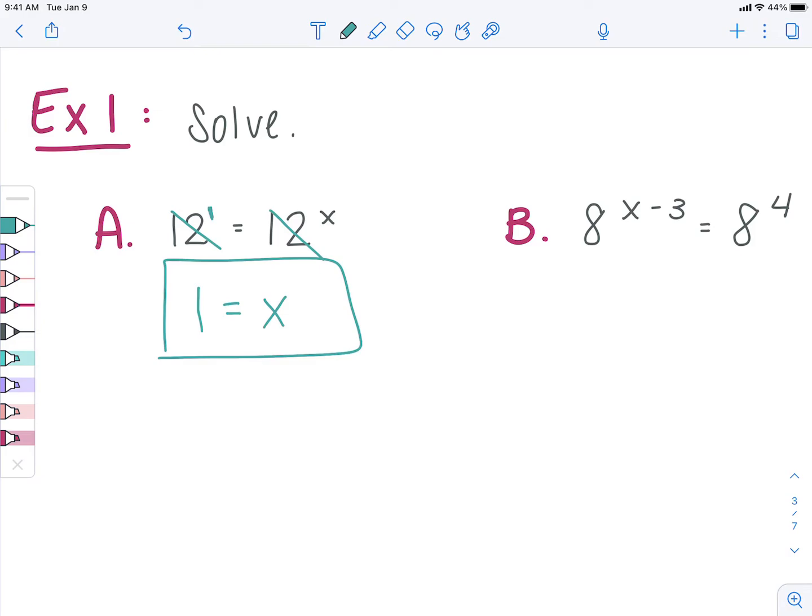So if we look at the second one, if we look at B, where we have 8 to the x minus 3 equals 8 to the 4th, first thing we check is our base is the same, and they are. They're both 8. So we can cancel the 8s out, and we're left with x minus 3 equals 4. Solving a one-step equation just brings us sweet joy, right? We add the 3 to both sides, and we get x equals 7.